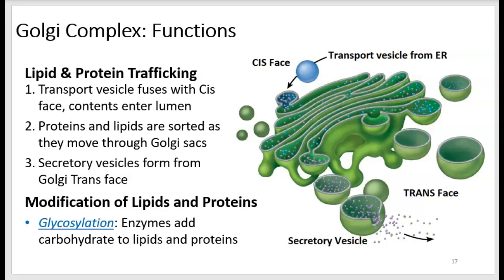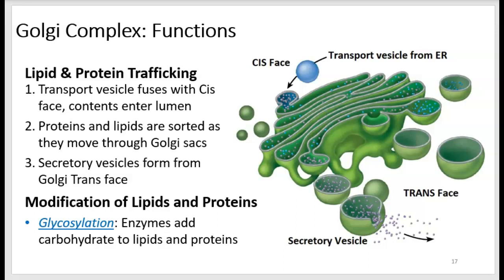These lipids or proteins are moving throughout the Golgi, and they're exposed to enzymes inside the Golgi. These enzymes can add carbohydrate. Not every single lipid and protein will have the carbohydrate added. It depends on their sequence of subunits. But the process is called glycosylation when carbohydrate is added.